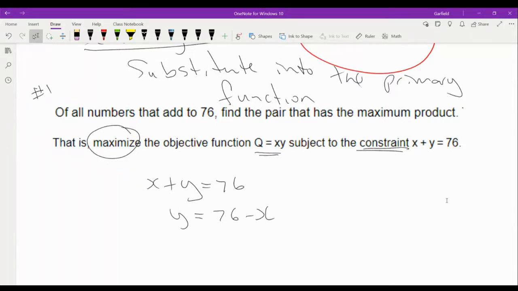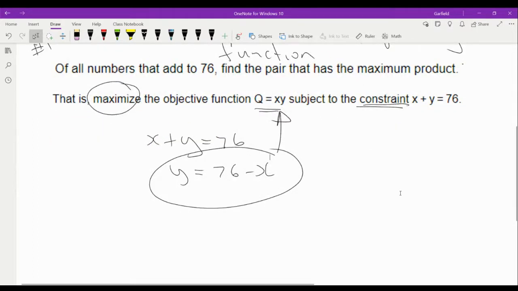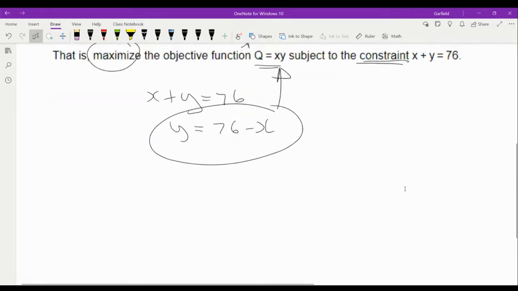Okay, great. So now what are we going to do? We're going to substitute for y into the primary equation, because what this does is eliminate one of the variables. Notice in this problem we have 3 variables. We have not learned how to differentiate a problem with 3 variables as yet. That comes later on in chapter 4 or 5. So right now we're getting it back down to 2 variables. So if we substitute, we have q is equal to x times y, and y is 76 minus x. Did I lose anyone? So what we did was we replaced the y in this equation with 76 minus x.